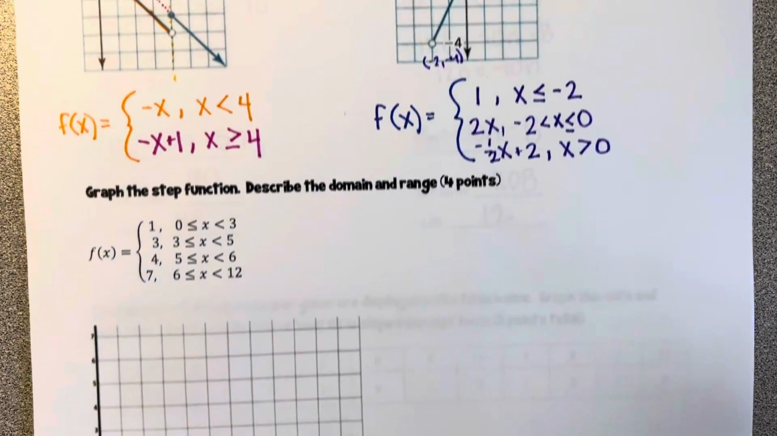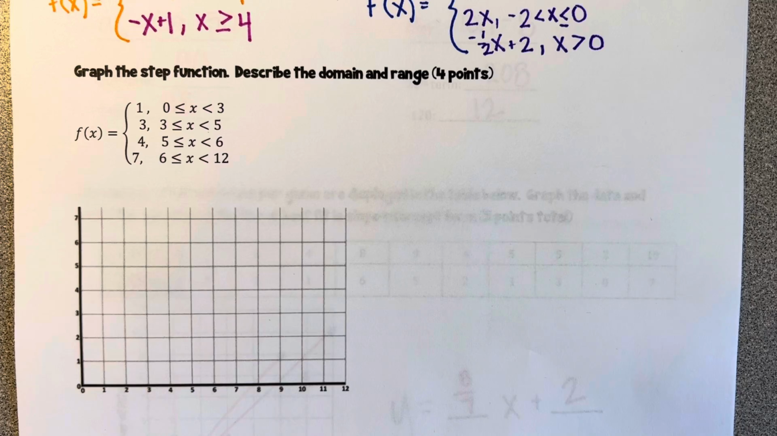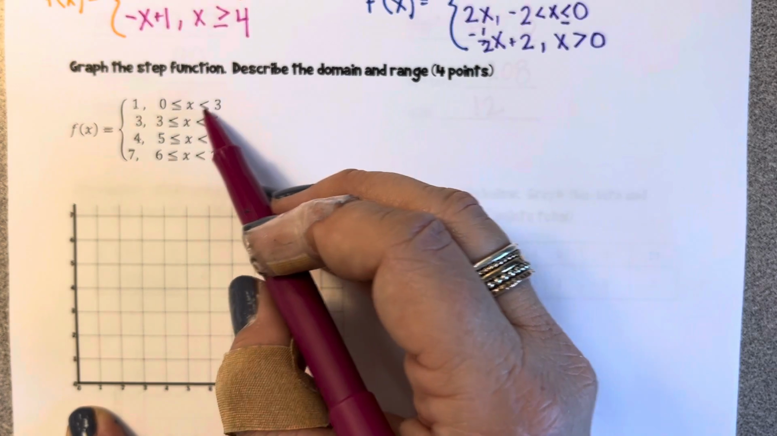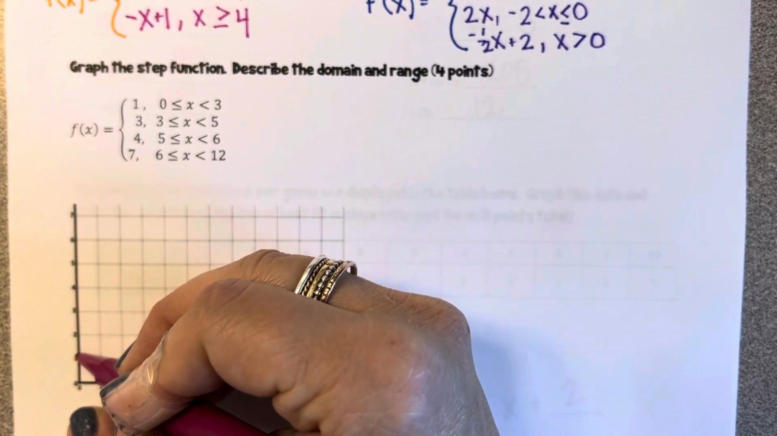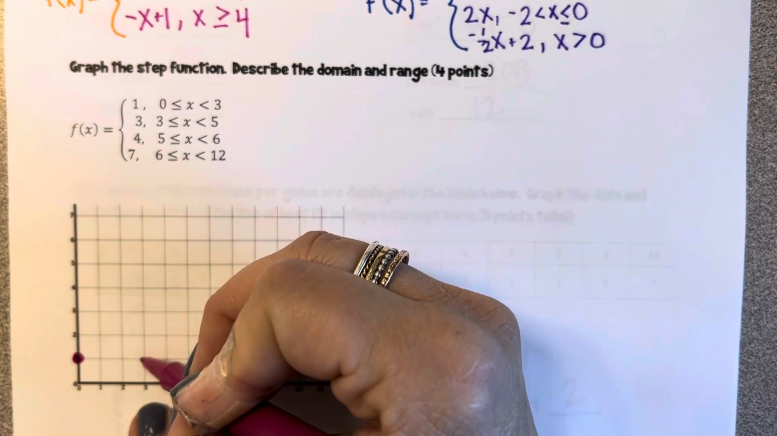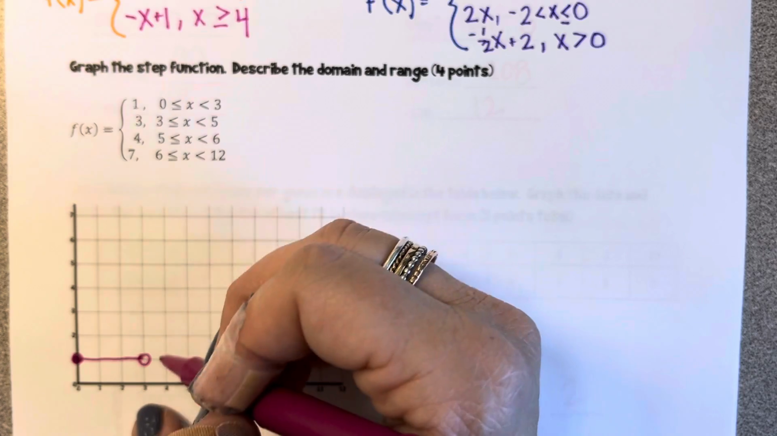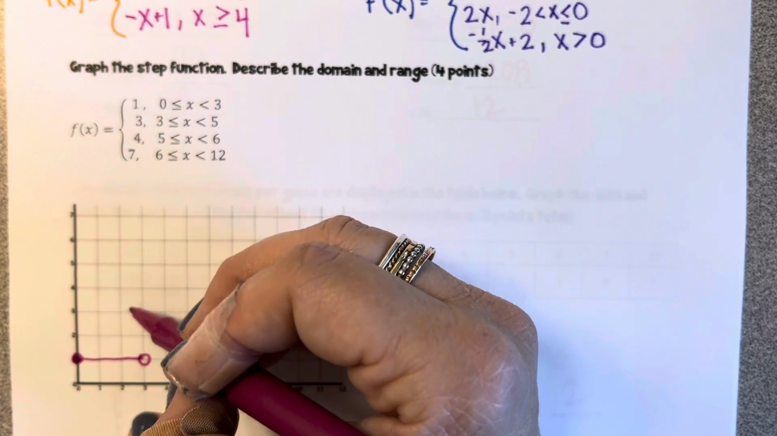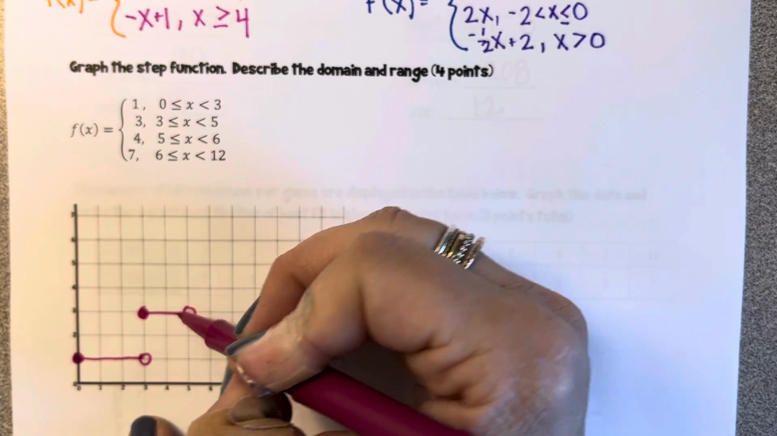Okay, very last part. It says graph the step function and describe the domain and the range. So if we start with an x of 0, right, and it equals 0 or goes all the way to 3, the value of y is 1. So closed in dot, open dot, connected. Then if your x value equals 3, or goes up to 5, then it's 3. So closed, open, like this.